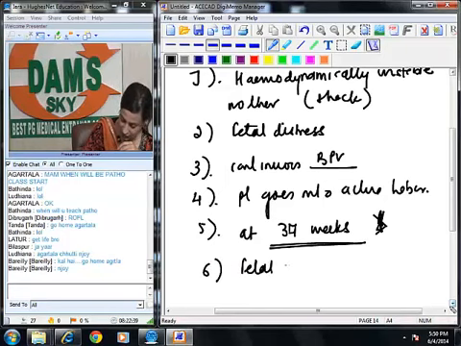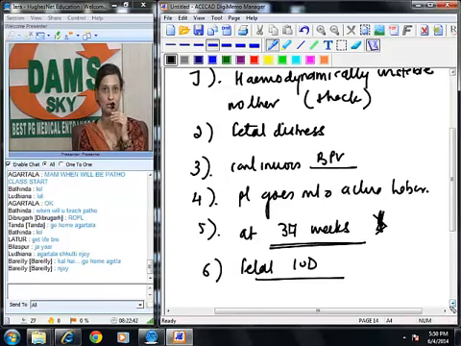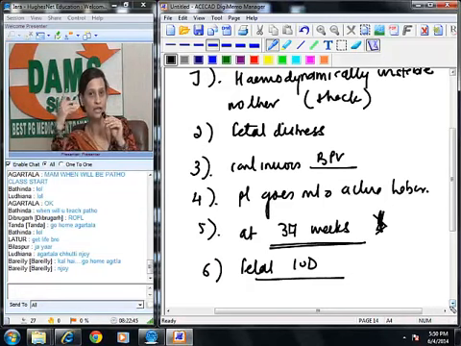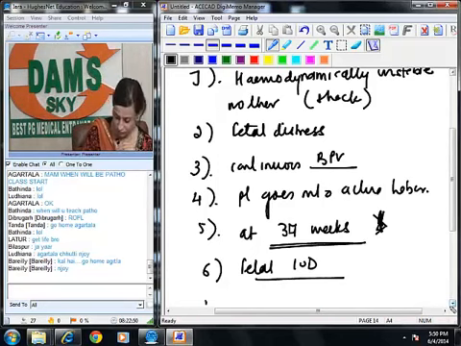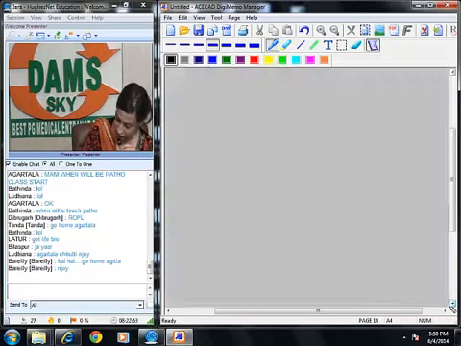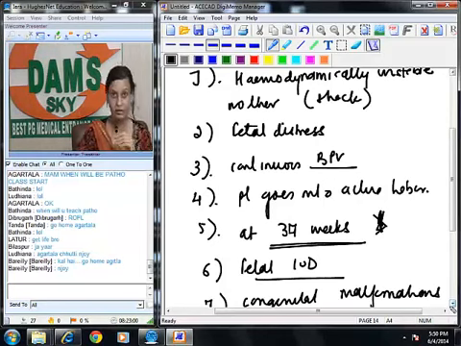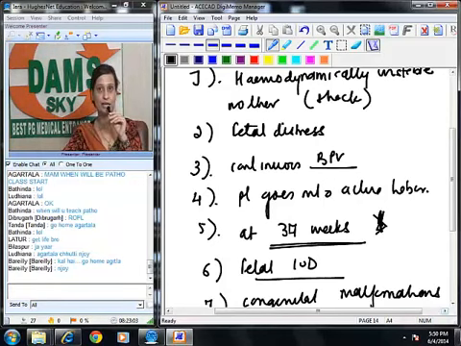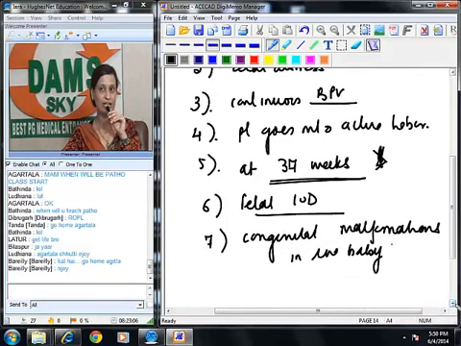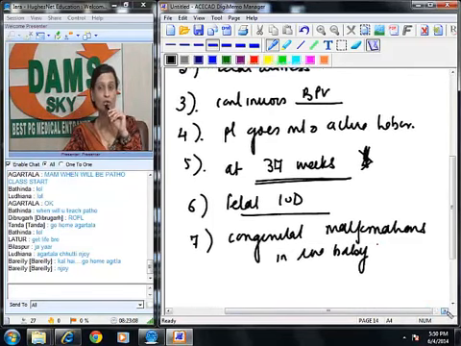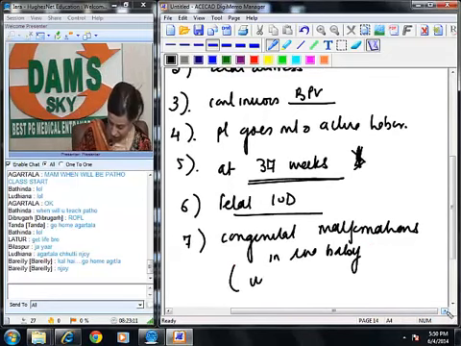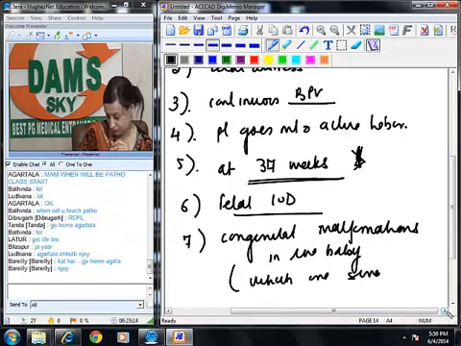Next, if there is fetal intrauterine death. If the baby has died in utero, there is no point in continuing the pregnancy. You would have to deliver the baby. And the last indication is congenital malformations in the baby. Now again, this is something very, very conceptual and you have to understand. When I say congenital malformations, I mean those malformations which are severe and which are incompatible with life.